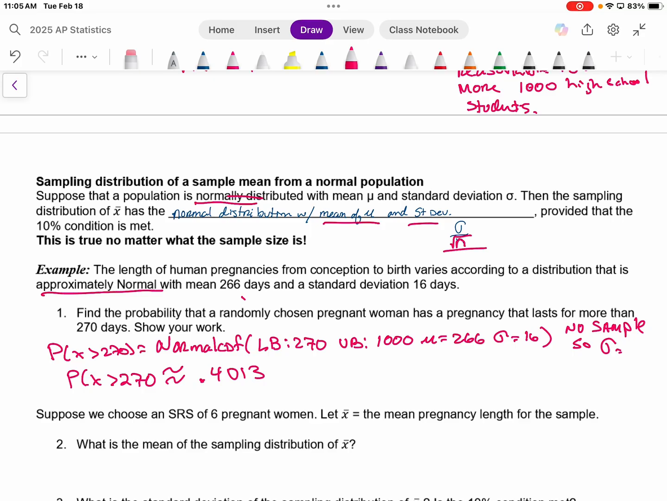270 days, roughly 9 months, right? Even though a pregnancy is 40 weeks, which is about 10 months. So there's a 40% chance that we last more than 9 months.